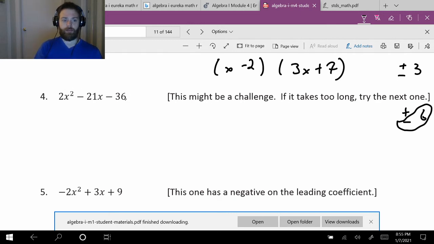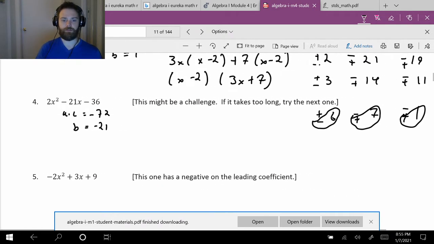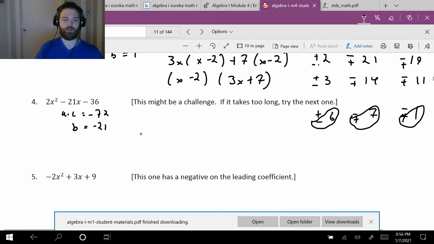Okay, a times c is negative 36. I mean, a times c is not negative, that's silly. That's negative 72. So b is negative 21. And it says this one might be a challenge. If it takes too long, try the next one. We're determined. We are determined.